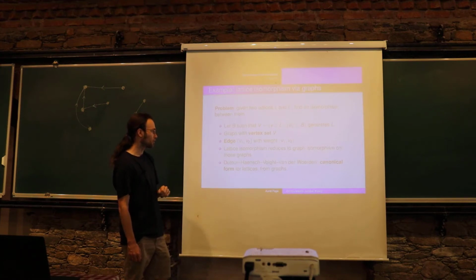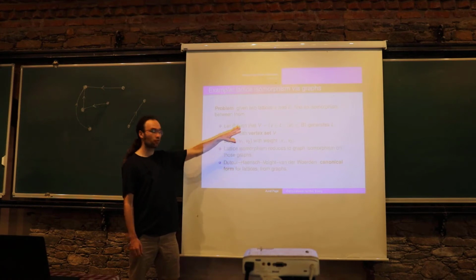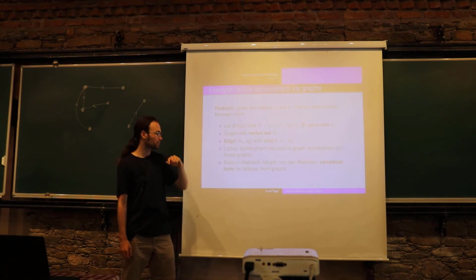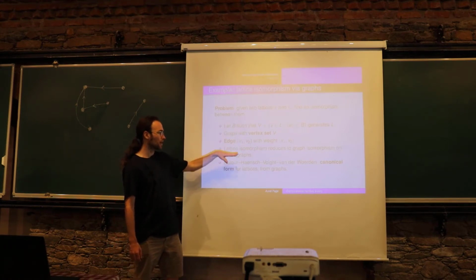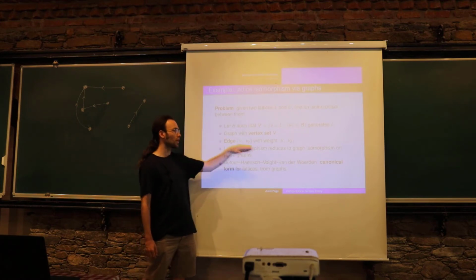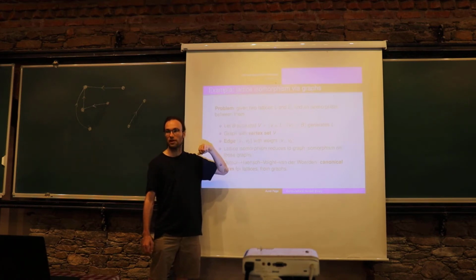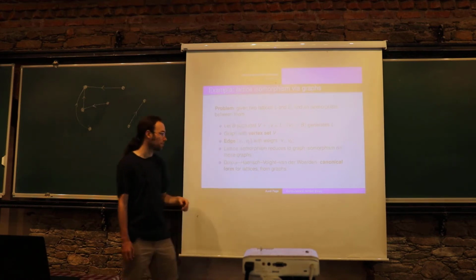And you can show that lattice isomorphism reduces to graph isomorphism on this graph. So if the graphs are isomorphic, then in fact, the actual isomorphism between the graphs induces an isomorphism between the lattices. You get the linear map.